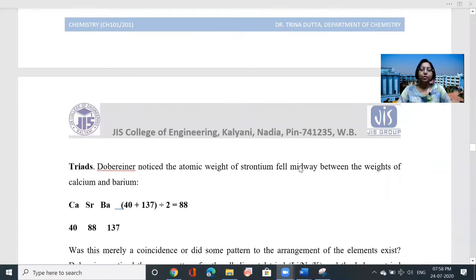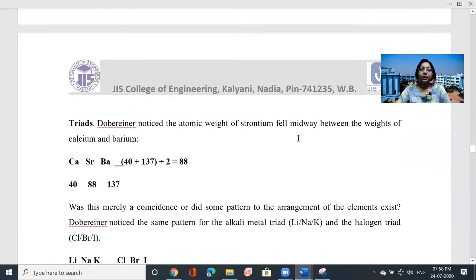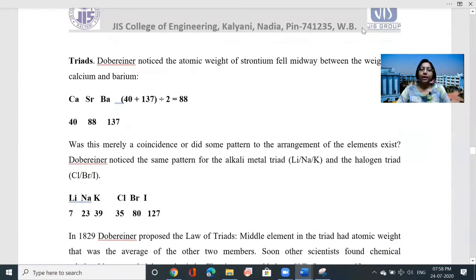So Dobereiner noticed that the atomic weight of strontium fell midway between the weights of calcium and barium. The weight of strontium is in between the weight of calcium and barium.